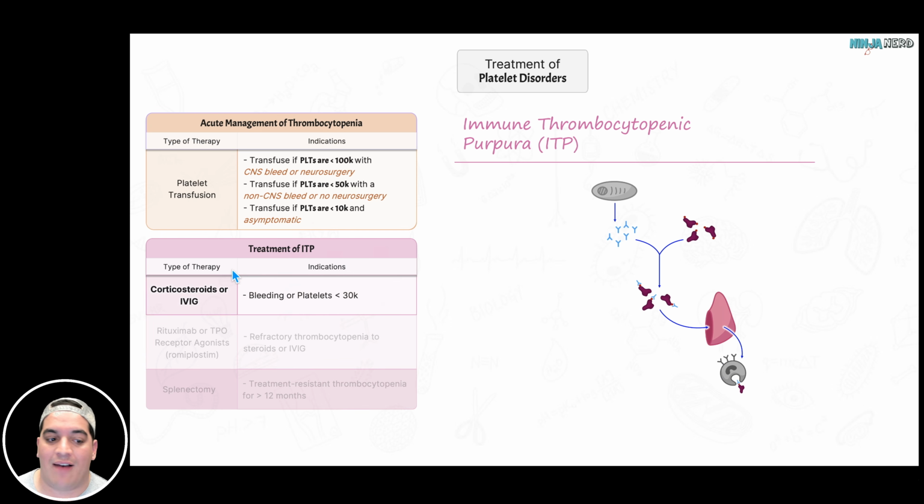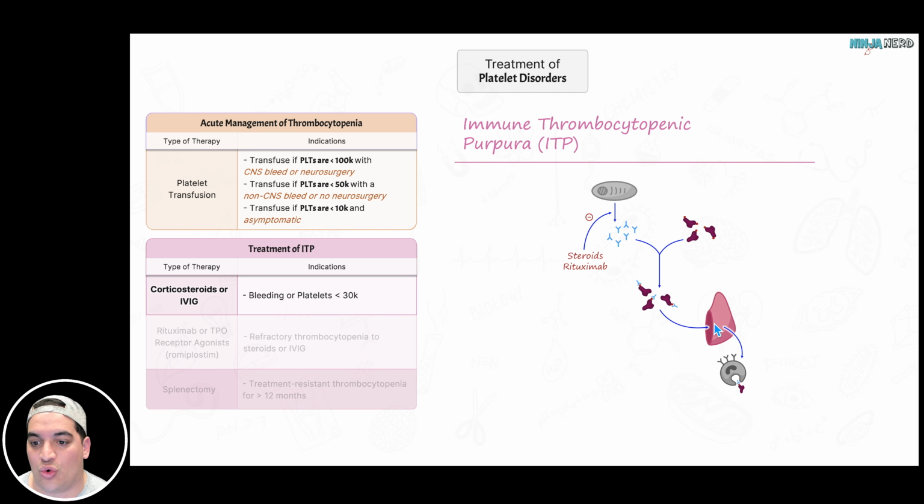In patients who have a platelet count less than 30,000 or they are bleeding with ITP, you give them corticosteroids first, but you can consider IVIG, but corticosteroids are oftentimes going to be the first line. The concept here is anytime you give steroids or rituximab, they actually inhibit the autoantibody production. And so therefore, these platelets won't be sticky.